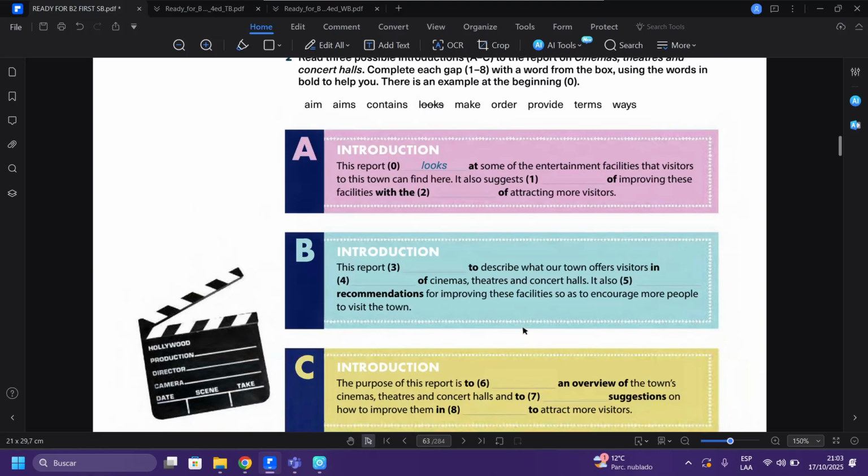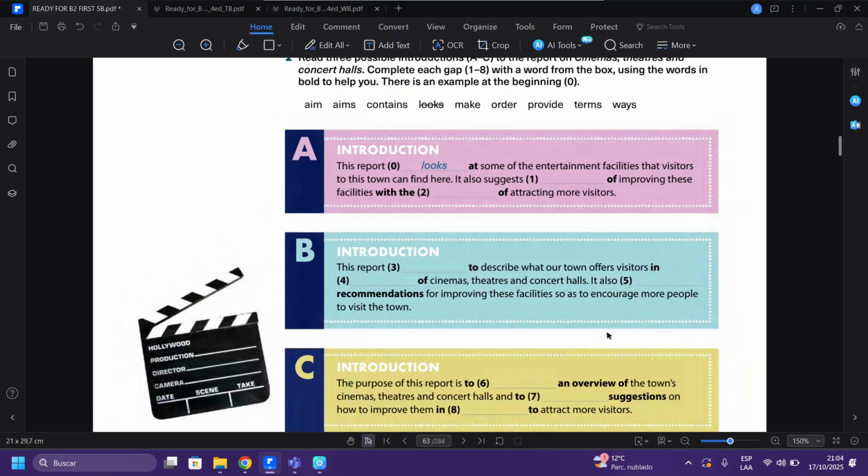The next one, number six. The purpose of this report is to provide an overview of the town's cinemas. And number seven, here is make. And to make suggestions.